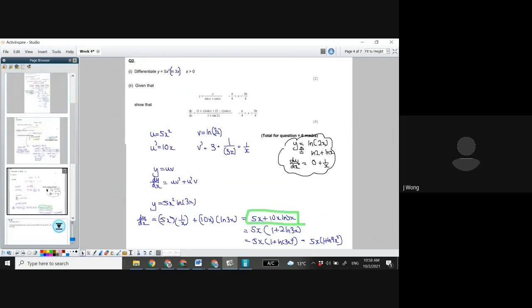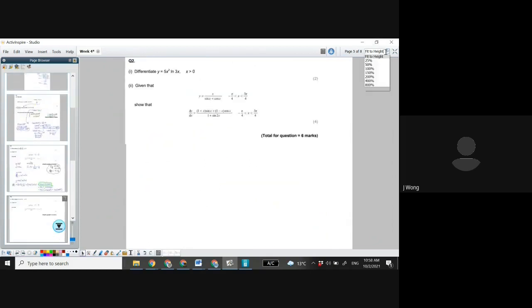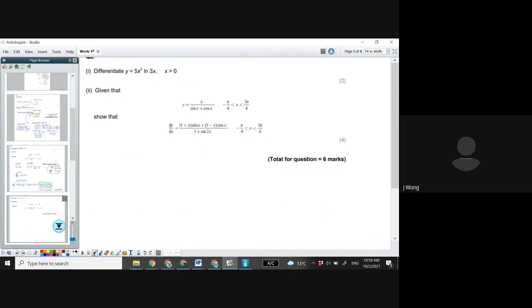Now, part 2. I'm going to differentiate that with respect to x. Now, there are expressions in terms of x on both top and bottom. So that's why you're going to use something called the quotient rule. I'm going to state the quotient rule first. So y equals u over v implies that when I differentiate with respect to x, that will be v squared in the denominator, with v times u dash minus v dash u on the numerator.